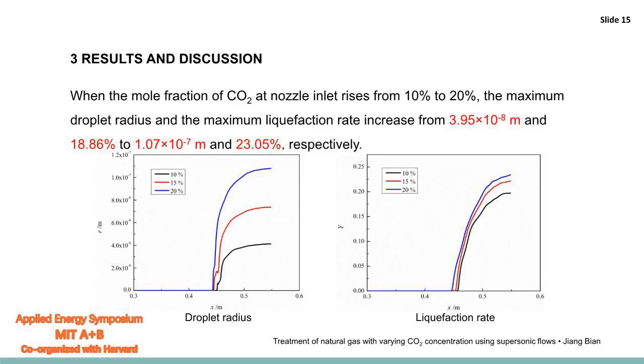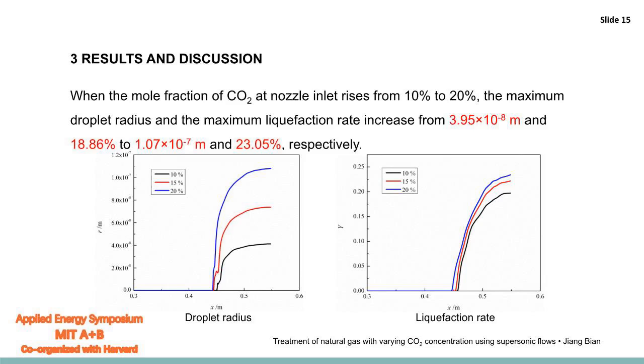And the distributions of the droplet radius and liquefaction rate of CO2 are presented in these two figures. As seen, when the condensation occurs, droplet radius and liquefaction rate increase rapidly in the early stage. This is because after the nucleation rate reaches the peak, a large number of vapor molecules will grow on the surface of the droplets, which makes the droplet radius and liquefaction rate increase rapidly.